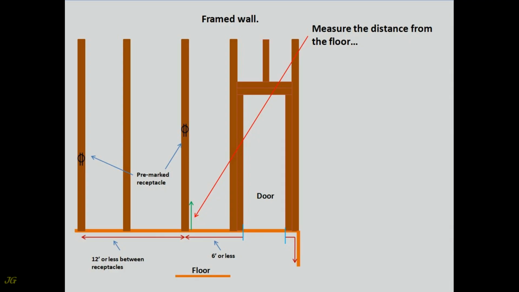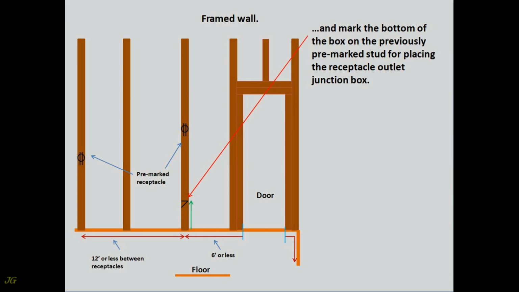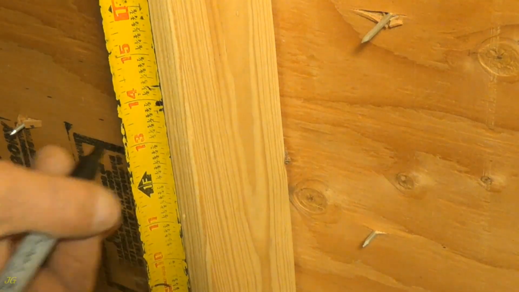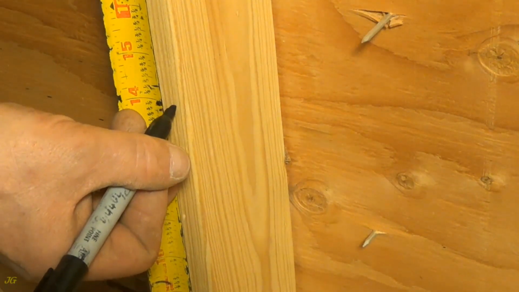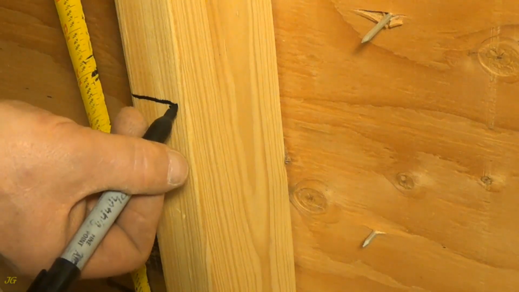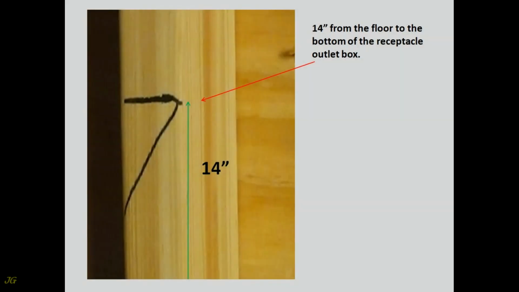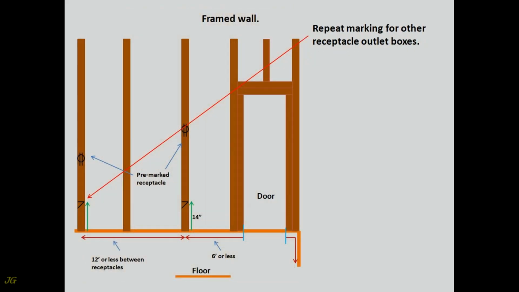Measure the distance from the floor, and mark the bottom of the box on the previously pre-marked stud for placing the receptacle outlet junction box. 14 inches is the most common distance from the floor to the bottom of the receptacle outlet box. 14 inches from the floor to the bottom of the receptacle outlet box. Repeat marking for other receptacle outlet boxes.